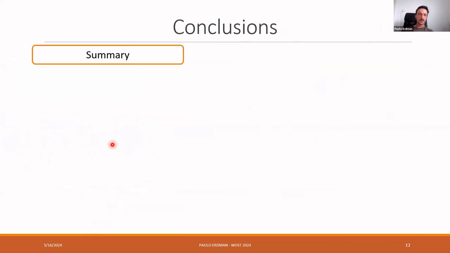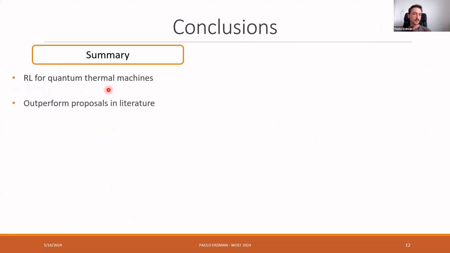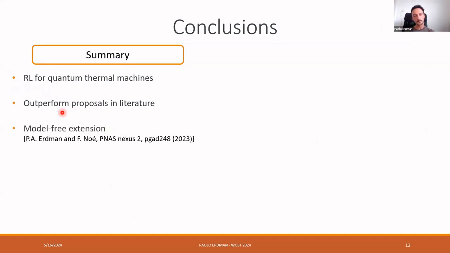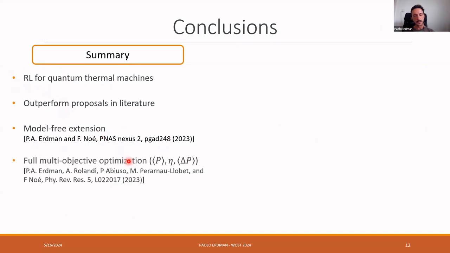Okay, so to conclude, I briefly mentioned how we can use reinforcement learning to find optimal cycles in quantum heat engines and refrigerators. We've seen that they perform better compared to more intuitive strategies that have been proposed in literature. We also propose a model-free extension of the method, which means that we only give the agent information about the heat currents and no knowledge about the quantum state nor about the model. And in fact, those Pareto fronts I showed were actually found using this model-free method.